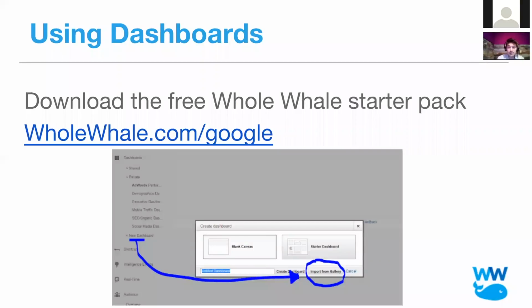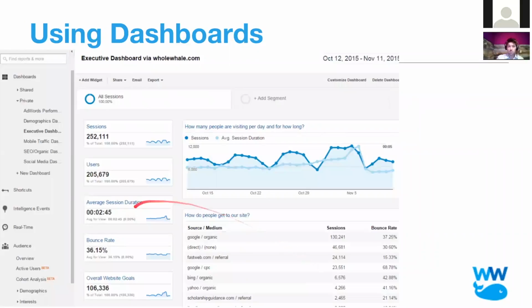Using dashboards is super helpful. You can download the free and, as I found out, most popular Whole Whale starter pack of Google Analytics dashboards at wholewhale.com/Google. Inside of new dashboard, you can do import from gallery, and we'll send you the direct link to that. It literally imports all of these dashboards, for example these, right into your dashboard section. It's going to toss that into the private section under executive dashboard. And this is how I'm showing you the executive dashboard via Whole Whale.